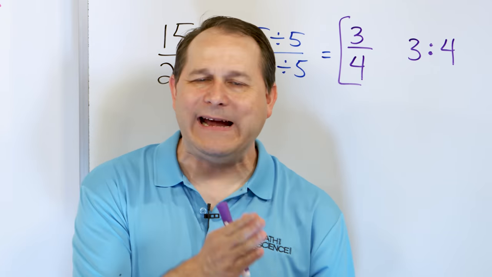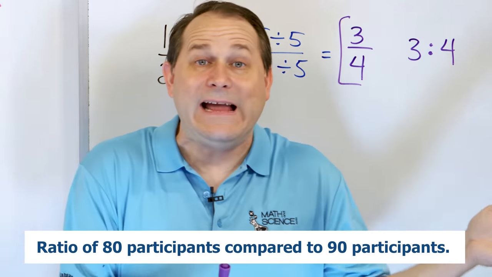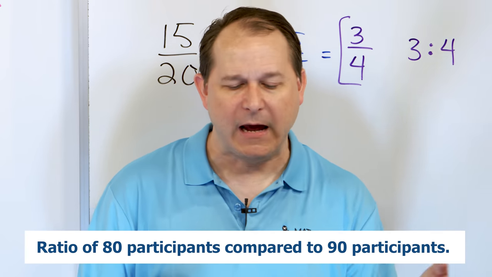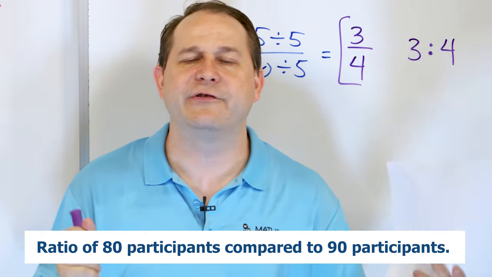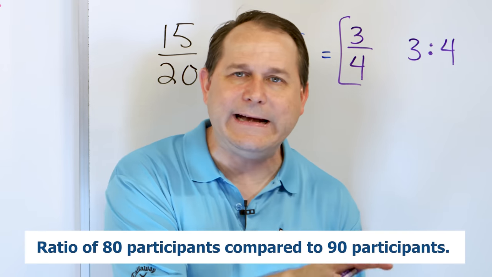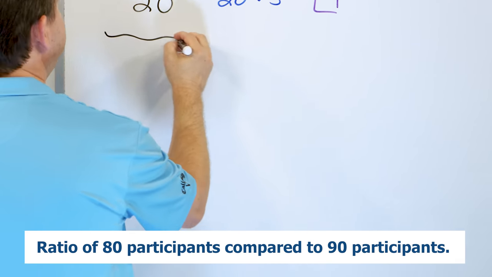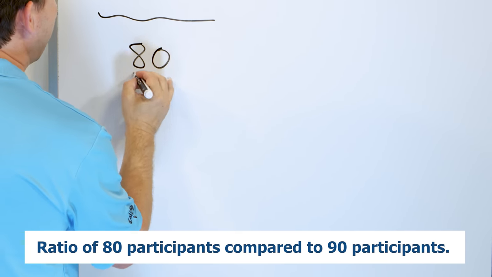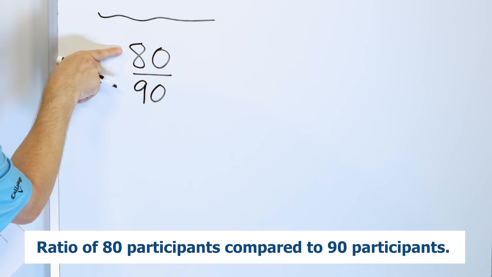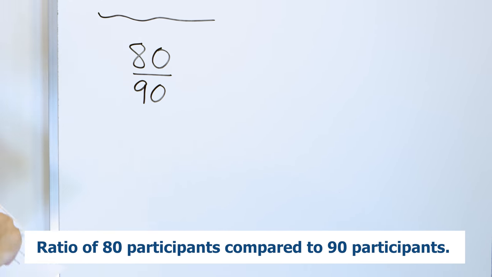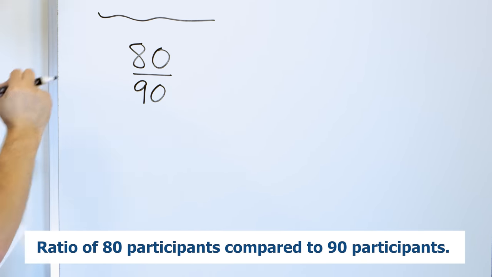Next, let's talk about 80 participants in a race compared to 90 participants in a race. Maybe 80 participants have a red headband and 90 participants have a blue headband. We want to compare the two populations of people that have the headbands in the race, 80 participants compared to 90 participants. The way that we write that ratio to compare them is to say 80 out of 90 or 80 compared to 90. Maybe 80 of them have blue headbands and 90 of them have red headbands. So 80 as compared to 90 is the ratio between those two things.